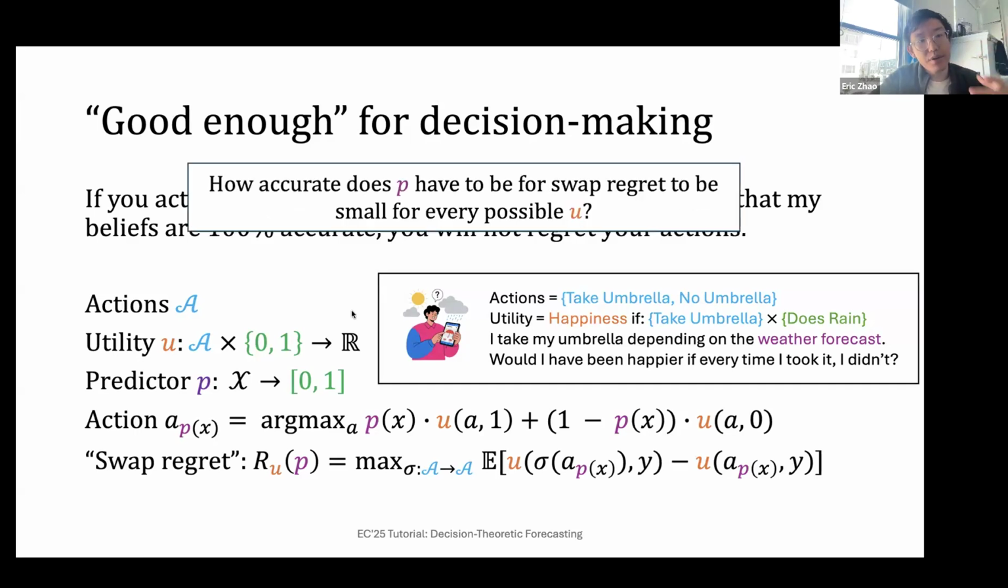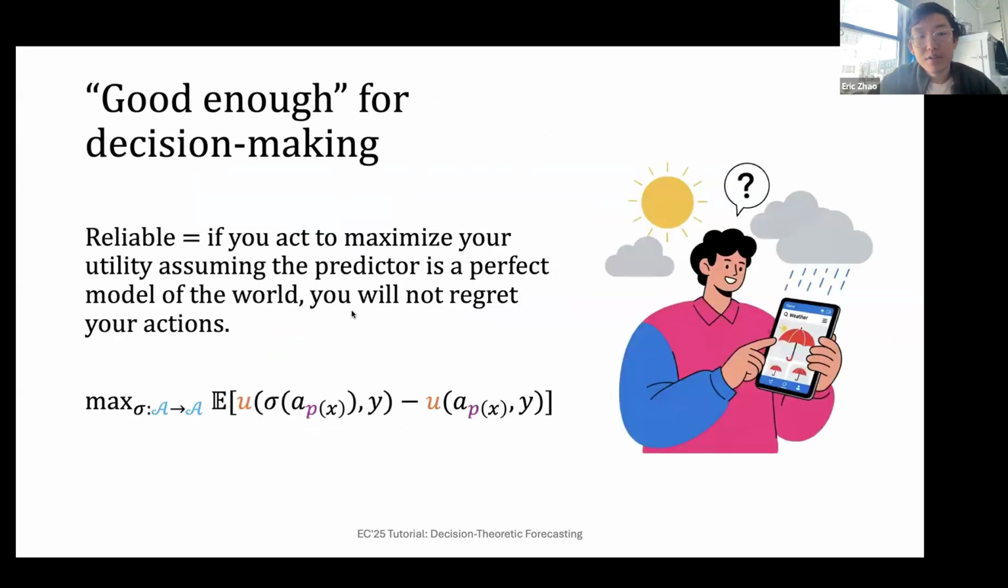And this is how we're going to formalize this notion of a predictor being good enough for decision making: for any possible downstream agent, for any utility that I have, I can rely on the predictor to make decisions and not incur a lot of swap regret. So if we go back to our original question, which is what is good enough for decision making, then this notion of reliability is saying that if I trust my predictor, my swap regret, which I just wrote again there, should be relatively low.